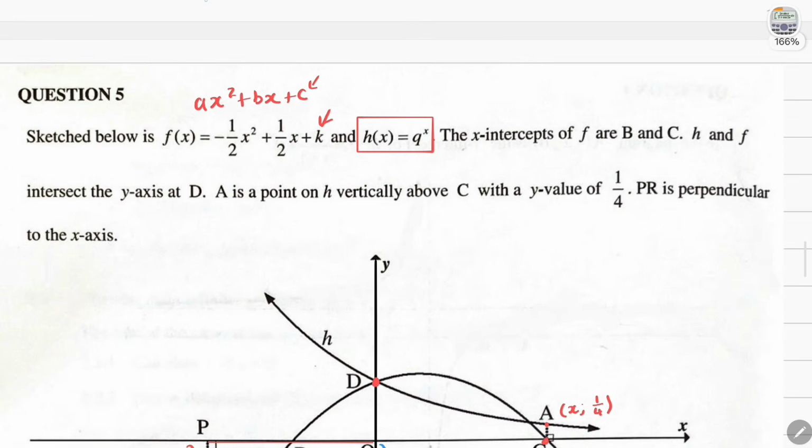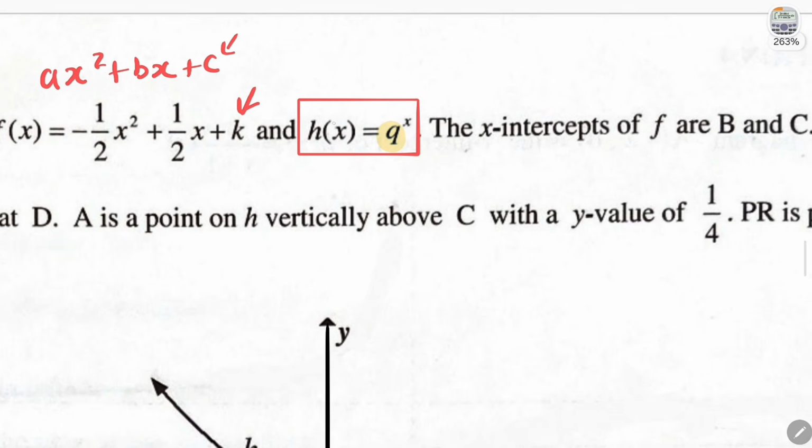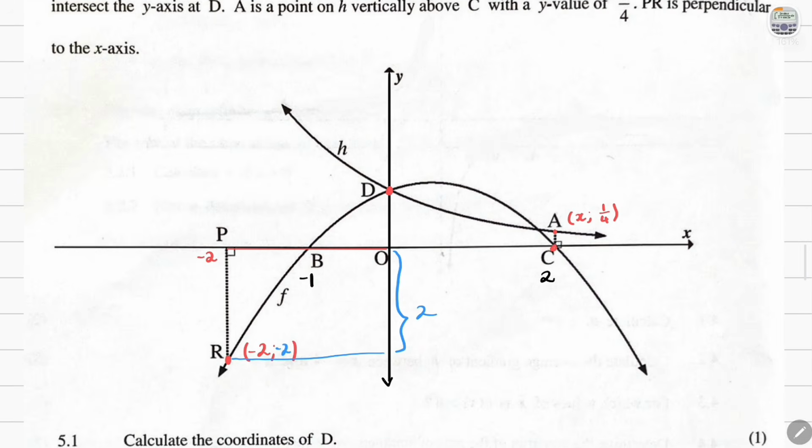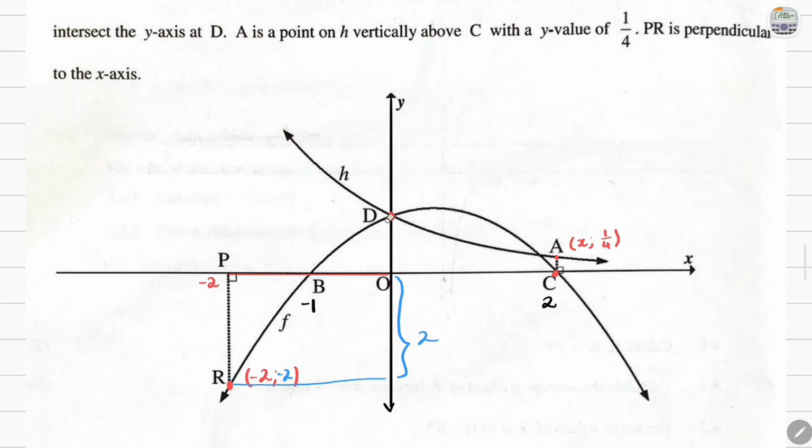Well, in order to find that value of q, we would need 1 point, because we need something to fill in place of y and in place of x. So do we have a point on this graph of h? Looking at the graph of h, we have the y-intercept, but this y-intercept is 1, and it's the point (0, 1).